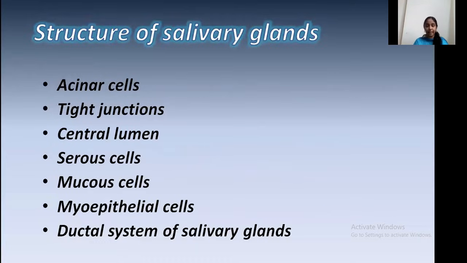Structure of the salivary glands we are going to see, and in the structure of salivary glands we'll be covering the following topics in detail: acinar cells, tight junctions, central lumen, serous cells, mucus cells, myoepithelial cells and ductal system of salivary glands. Now pay attention students, because a lot of MCQs have been asked on the structure of salivary glands in the previous year papers.